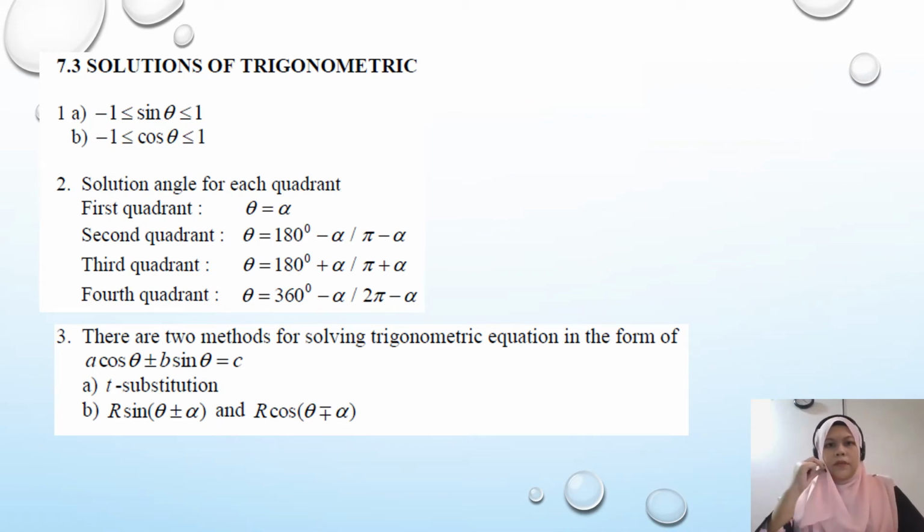Alright, solution of trigonometric function 7.3. There are 7 points that you need to know as seen in the slide. This is point number 1. Point number 2 is about the solution angle.